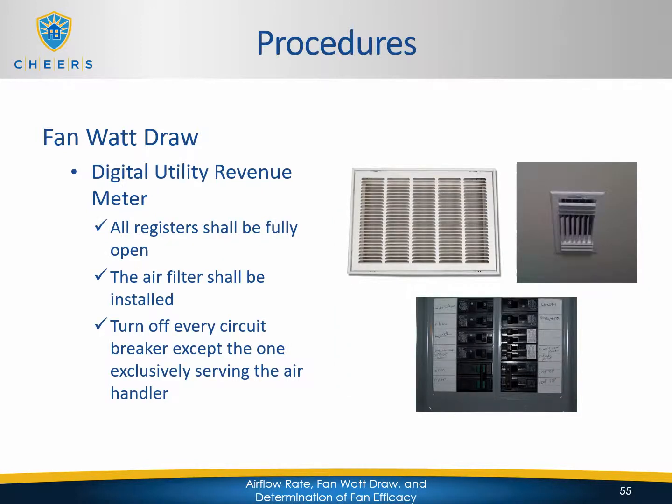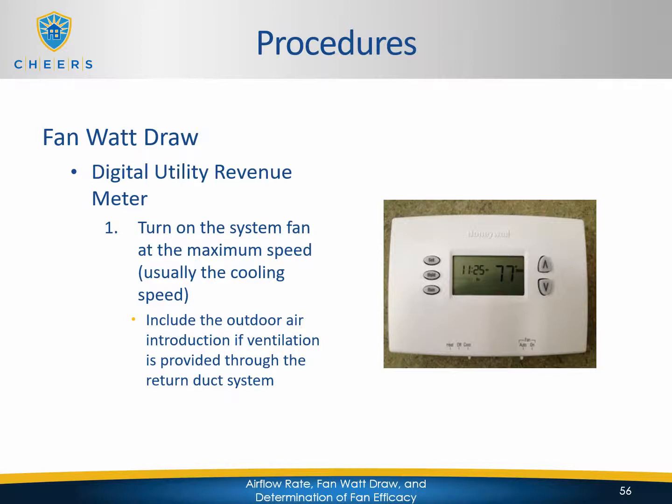For the digital utility revenue meter, it's very similar. So all registers shall be fully open. The air filter shall be installed. And again, you're going to turn off every circuit breaker except the one exclusively serving the air handler, just like you did for the analog utility revenue meter. And again, you will turn on the system fan at the maximum speed, usually the cooling speed. And again, include the outdoor air introduction if ventilation is provided through the return duct system, just like we did before in the previous methods.